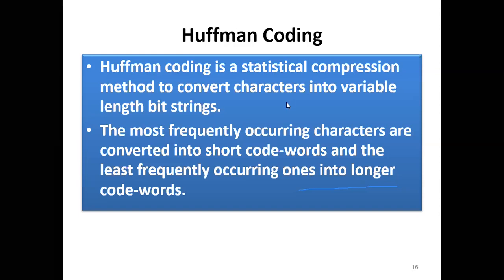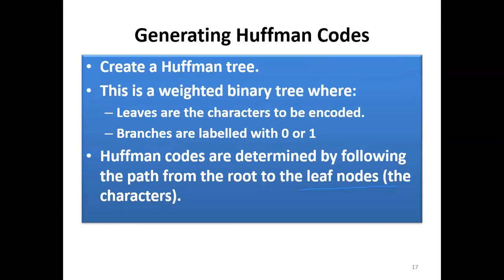Okay, now let's look at Huffman coding. Huffman coding is just a statistical way of compressing data, and it makes use of variable length bit strings. It works by recognizing the most frequently occurring characters and converting them using short code words. Then the least frequently occurring characters are converted using longer code words.